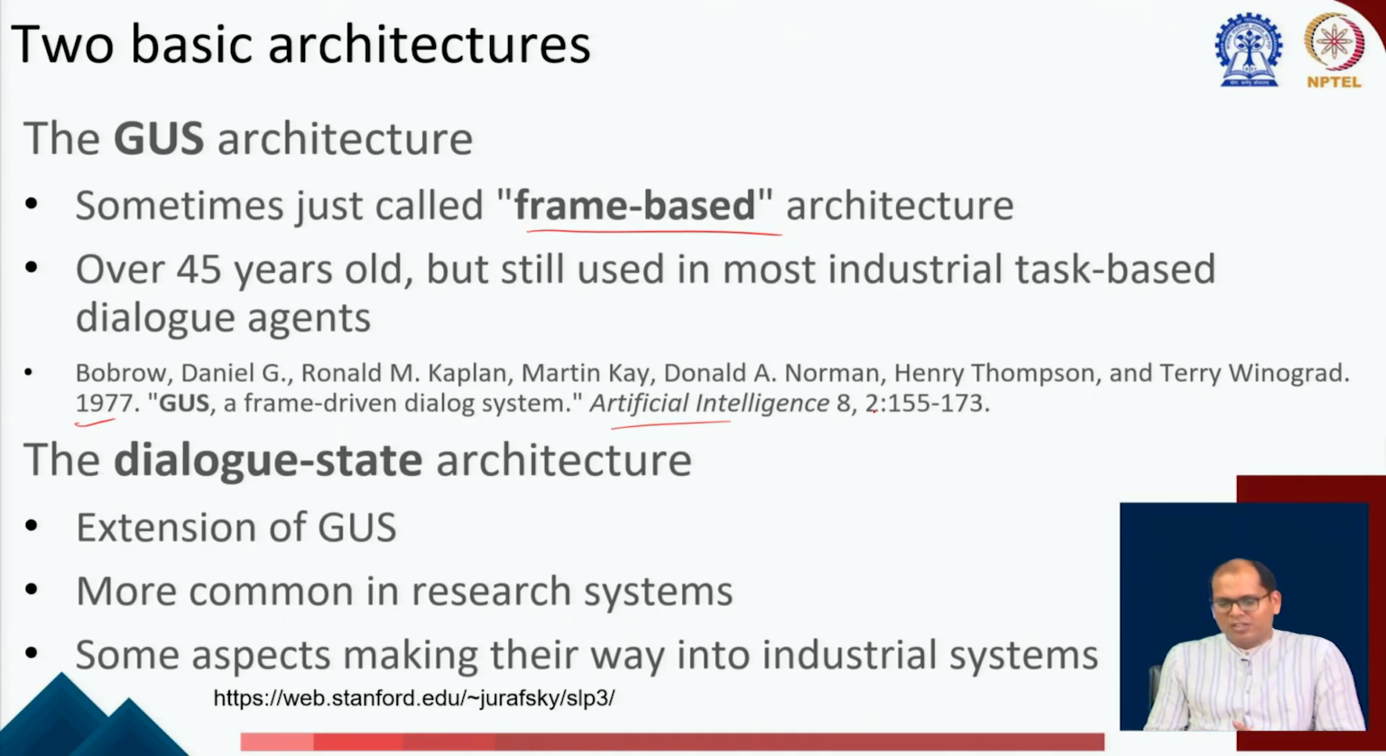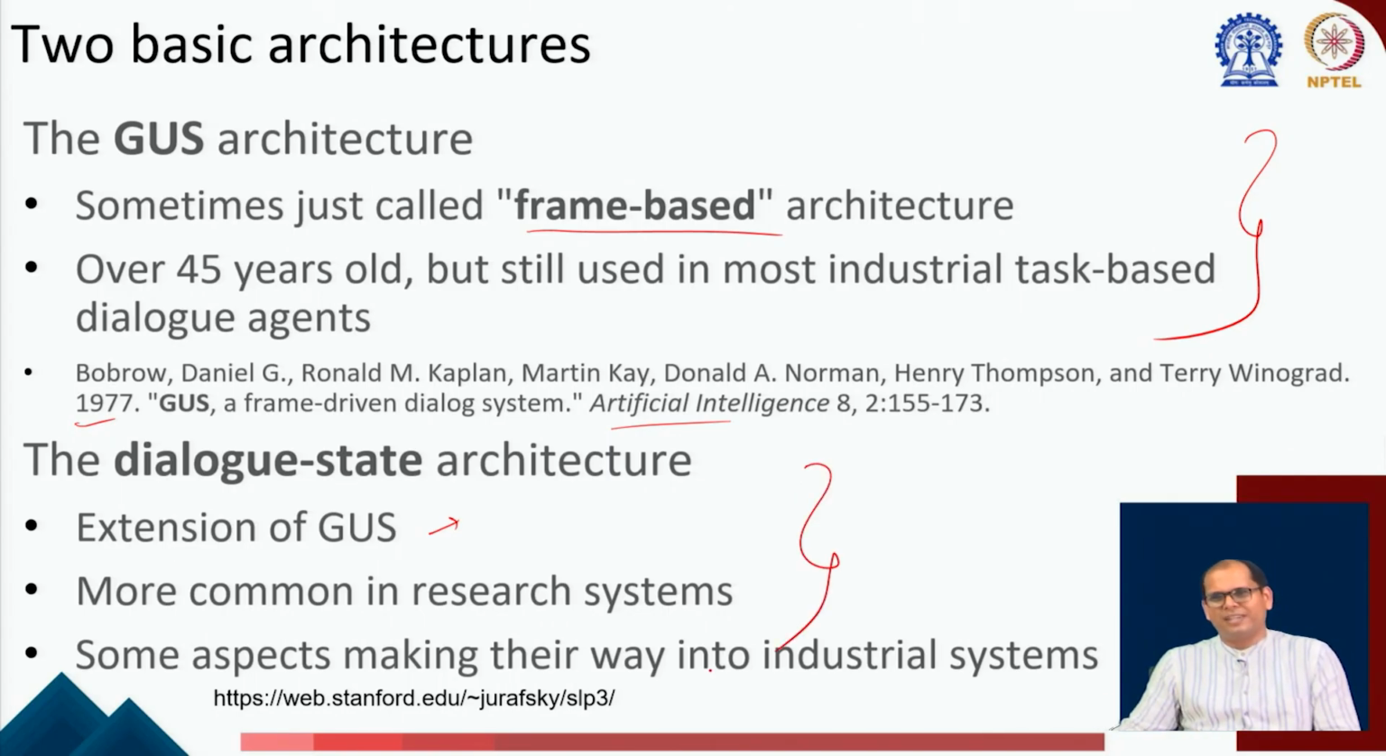And there's also the dialogue state architecture. It's very similar to GUS. It's an extension of that. It's more common in research systems, and a lot of parts are done by machine learning and deep learning based methods in the dialogue state architecture. While GUS is more of a rule based kind of system, where you will have various templates and so on, here you would like to generate the output rather than having a template.